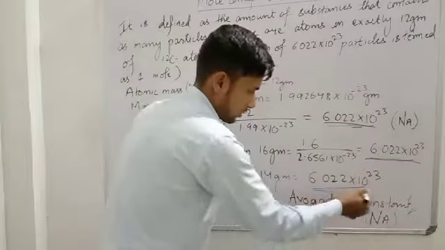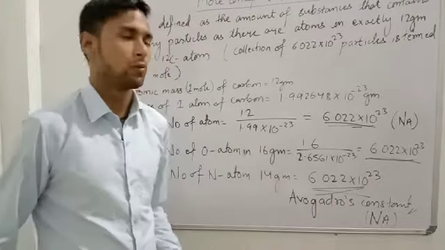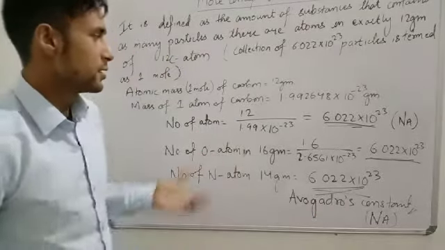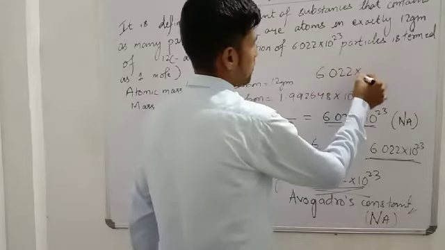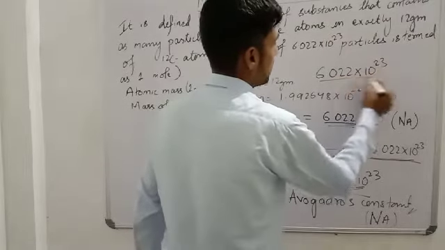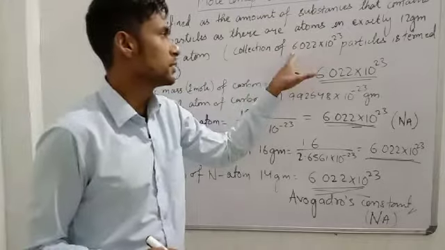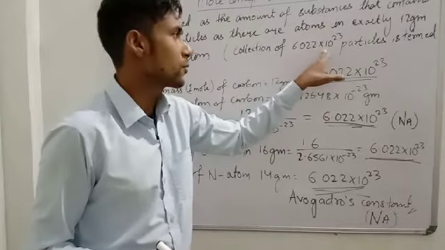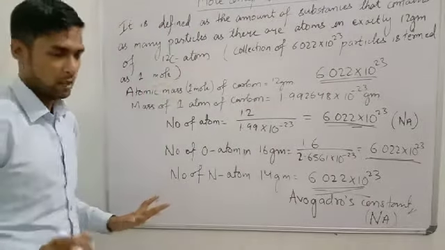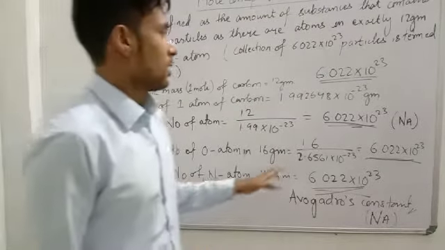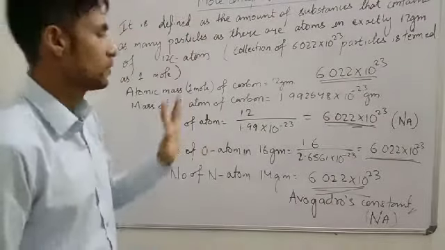This number is considered as 1 mole, as 1 dozen means 12, 1 century means 100. Similarly, 1 mole means 6.022 into 10 to the power 23. So this means 1 mole. So collection of 6.022 into 10 to the power 23 particles is termed as 1 mole. So this number of particles should be present out there to become 1 mole.